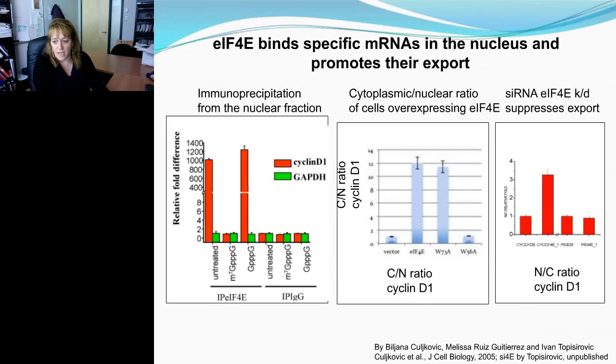In the final panel, we can see that if we do an RNAi experiment and get rid of 4E, in this case, instead of looking at the cytoplasmic to nuclear ratio, I note that we're looking at the inverse. So we're looking at the nuclear to cytoplasmic ratio, and you can clearly see that in this case, when we knock down 4E, we substantially increase nuclear retention. So all this really supports the idea that 4E binds specific RNAs in the nucleus and promotes their export.